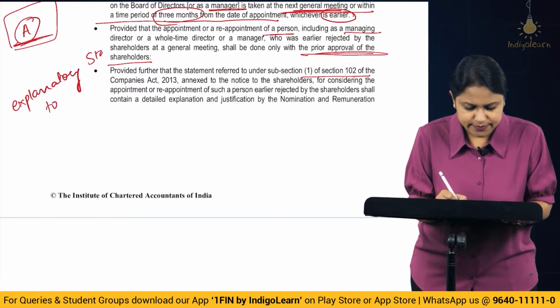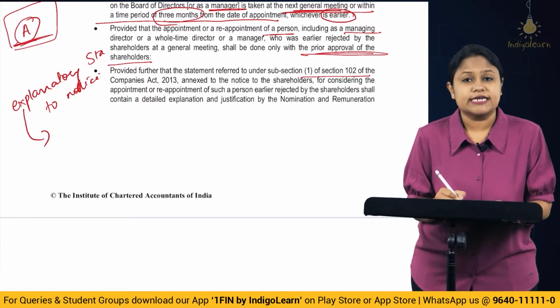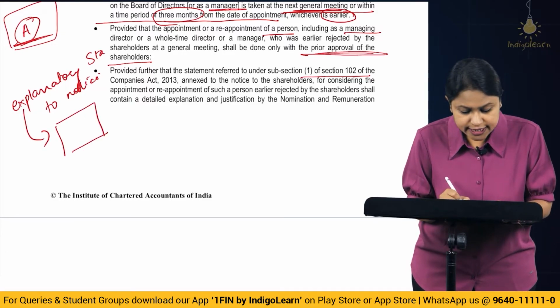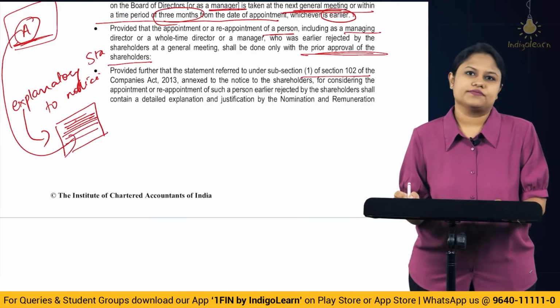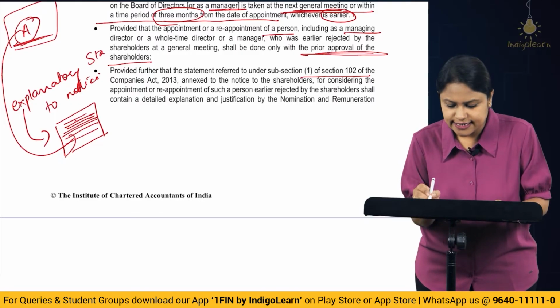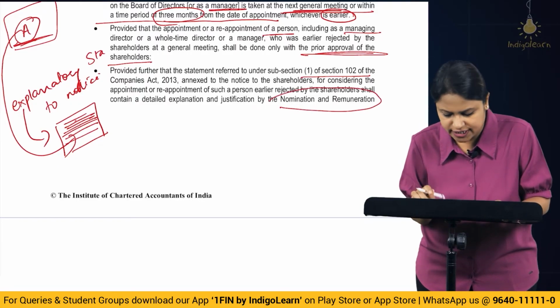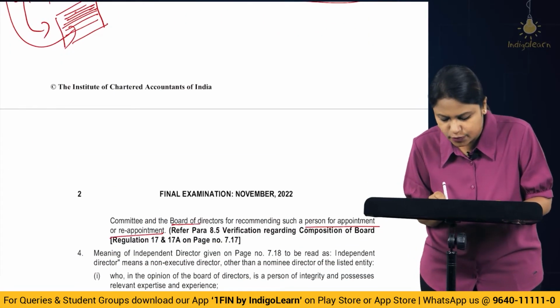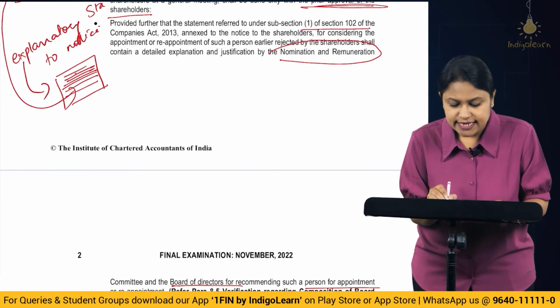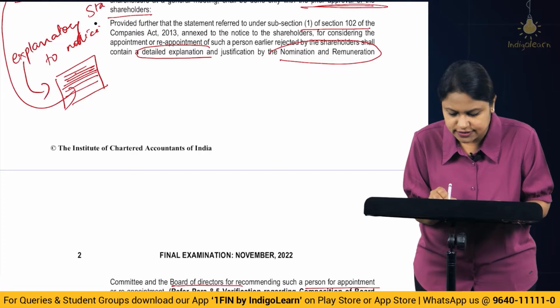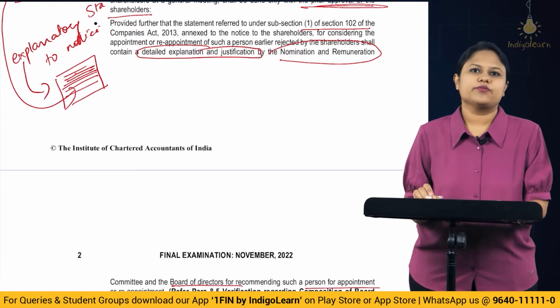Okay, explanatory statement to the notice. Correct? In this explanatory statement, they are telling you to give the detailed explanation and the justification of appointing Mr. A on the board. Got it? So here they are saying the NRC, that is Nomination and Remuneration Committee, and the board of directors are recommending this person for appointment. Okay, they have to give detailed explanation and justification for such appointment.